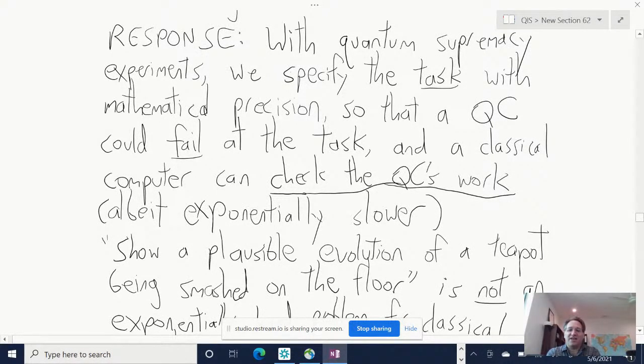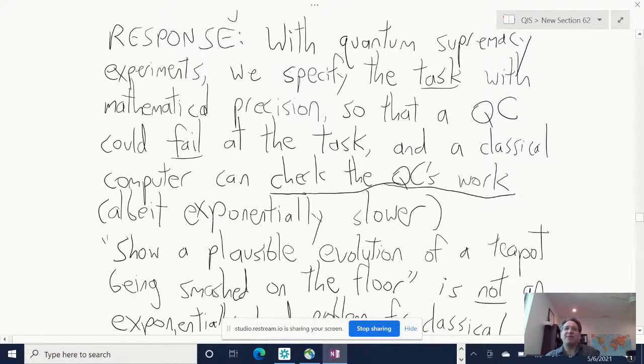I like to say that in order for a physical object to count as a computer, it has to be at least logically possible for that object to output a wrong answer. There has to be some external standard against which you are comparing it. And that is true with the quantum supremacy experiments. A classical computer can and does check the work of the quantum computer. It is just that it needs exponentially more time to do so.